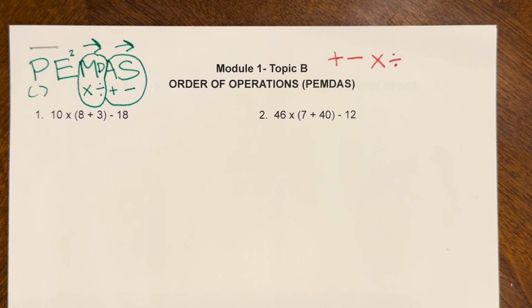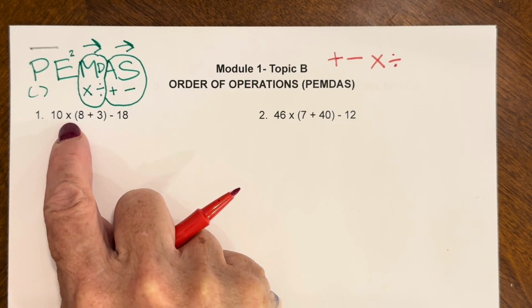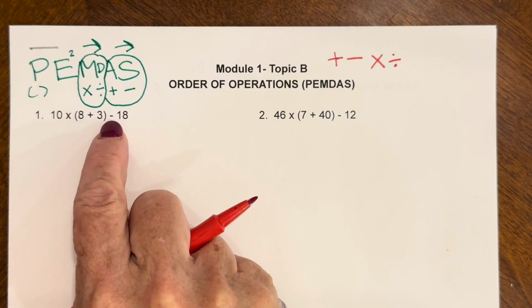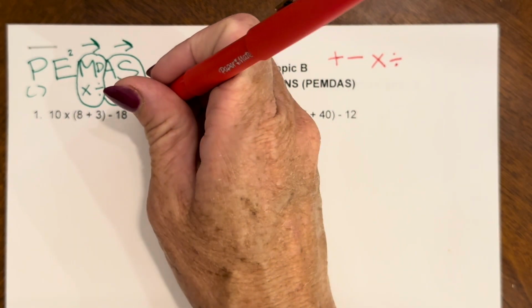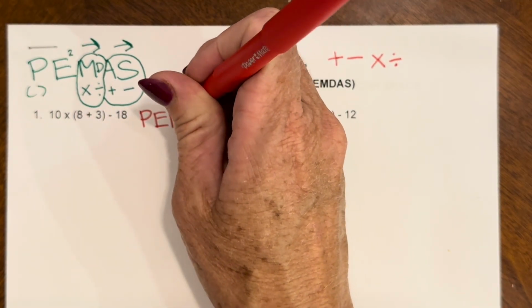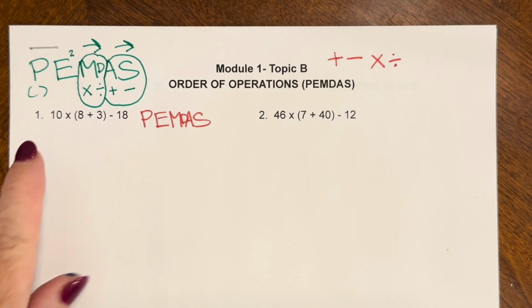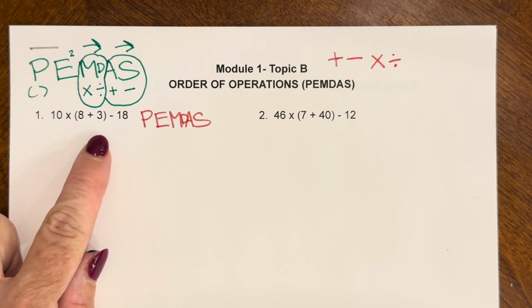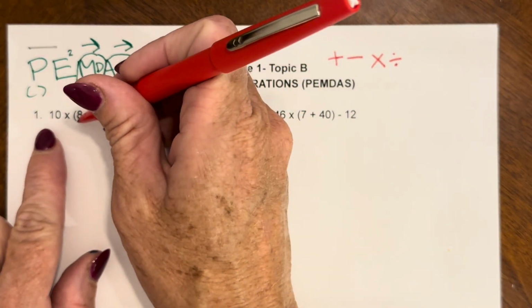Okay, so I'm going to use PEMDAS to help me. When I look at number 1, I automatically know this is going to be an order of operations problem because I see a multiplication, addition, and a subtraction all within one problem. I always like to start by writing PEMDAS. I keep skipping my D for some reason. I look at my problem and ask, do I have any parentheses? Yes, I do, right here. So I need to solve that first.